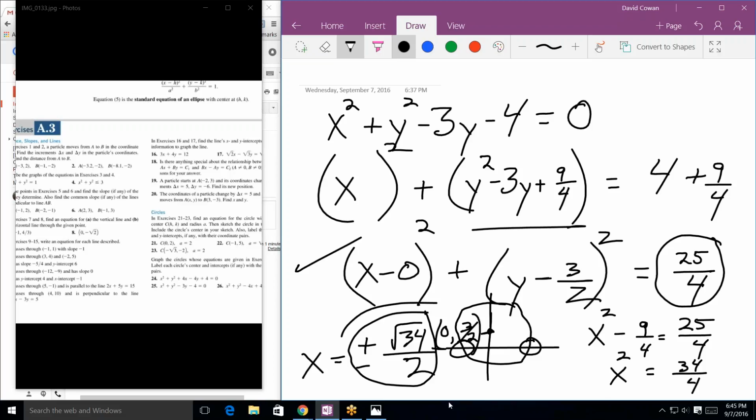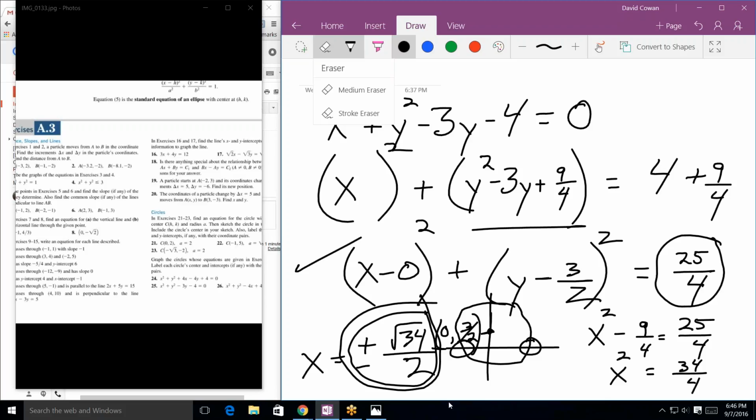And this is the way you want to give the answer. You don't want to give the answer as a decimal. A decimal would be an approximation, because the square root of 34 is an irrational number. So you can't give me a decimal that's equal to the square root of 34. All you can do is approximate it. It's between 5 and 6, but that's all I know. So now let's figure out the y-intercepts.